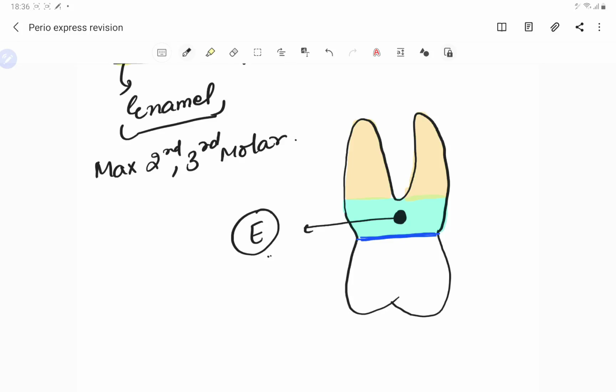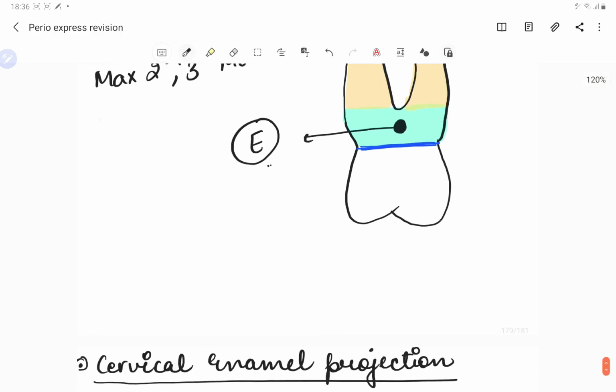But they occur less frequently than the cervical enamel projection, and the incidence for the enamel pearl is 2.6%. So this is the average. The range is from 1.1 to 9.7%. And they lack the periodontal attachment.